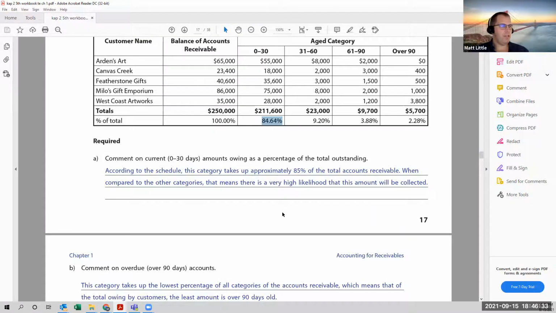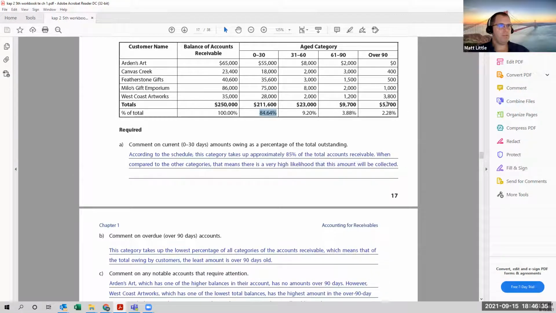Next question then says, let's look at the over 90 days, which is this far right column, and let's make a comment on it. If you look at the percentage allocation for these different categories, it is the lowest percent out of all categories, which is good. So this category takes up the lowest percentage of all categories in AR, which means that of the total amount, the least amount of the $250,000 is owing over 90 days. It's really all we can say. And that's a good thing. If this number was 10, 20, 30, 40% over 90 days compared to other categories much less, I'd be worried that you have too many customers not paying you on time.